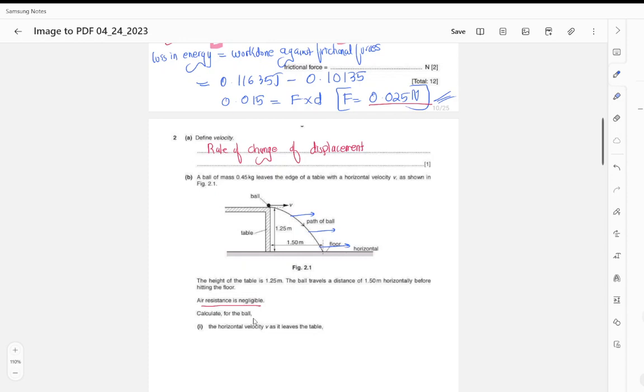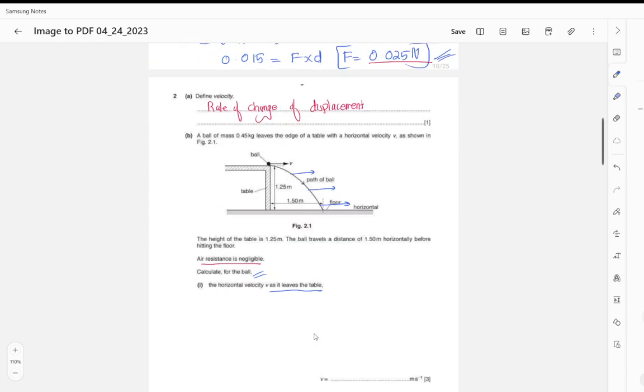If it is not changing, that means v would remain the same. But the initial vertical velocity would definitely be 0. So let's see, calculate for the ball the horizontal velocity v as it leaves the table. We need to find this v, the horizontal component. But the information that is given to us is insufficient at this point in time. The reason is that we need the time taken for the ball to actually move from this position to this position, the horizontal movement. So for that, we need the time, and we can find the time using the vertical motion. So initially we are going to be dealing with the vertical motion.